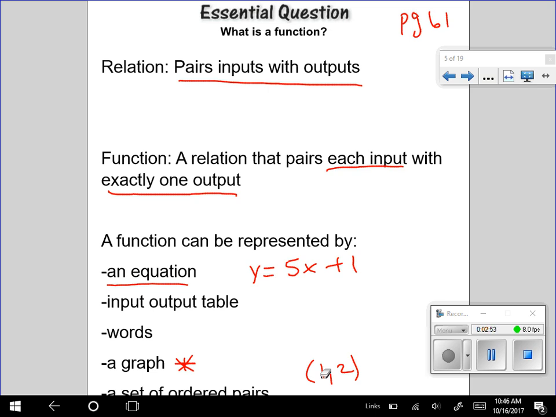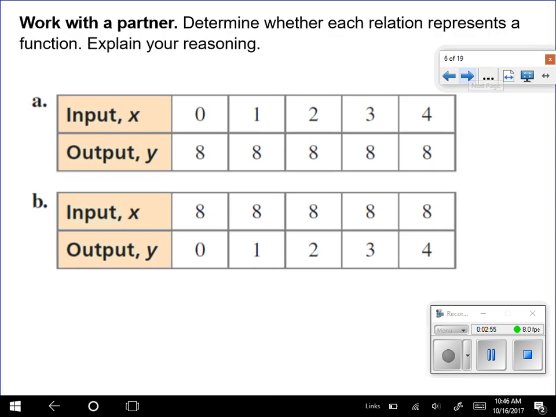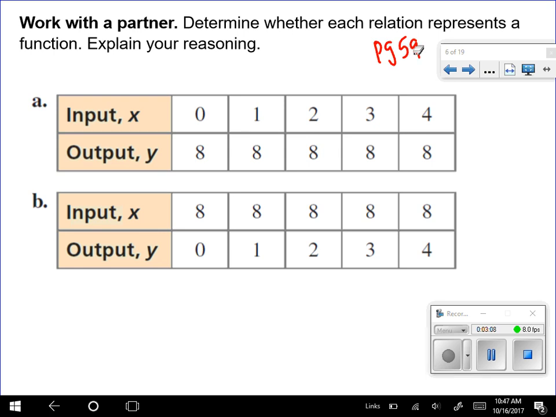So let's look at some examples of functions. Okay, so this actually is in your journal on page 59, so that you have it in front of you. But it says determine whether each relation represents a function and explain your reasoning. So if we look at A, okay, we have our inputs of x, and generally you will see inputs as your x variable. Okay, and we have these different options, 0, 1, 2, 3, and 4. So this is an example of an input-output table.